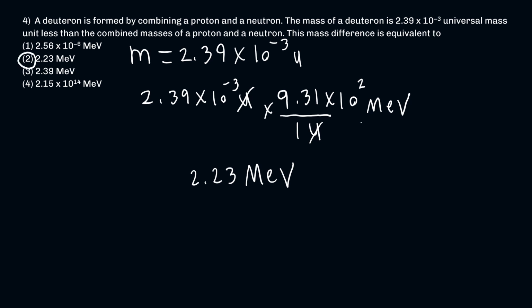And again, this is just a glorified conversion. If you end up with something that says universal mass units, you just go to the front page of the reference table and convert into mega electron volts. So moving into my next example.